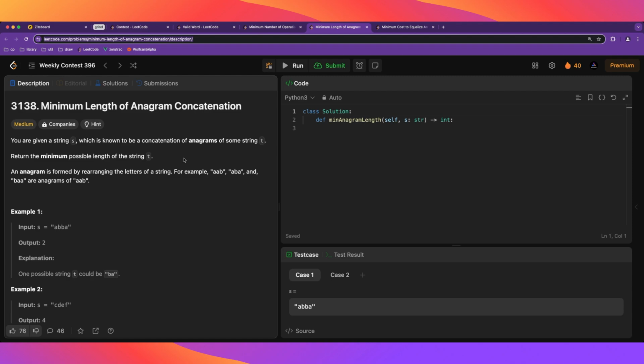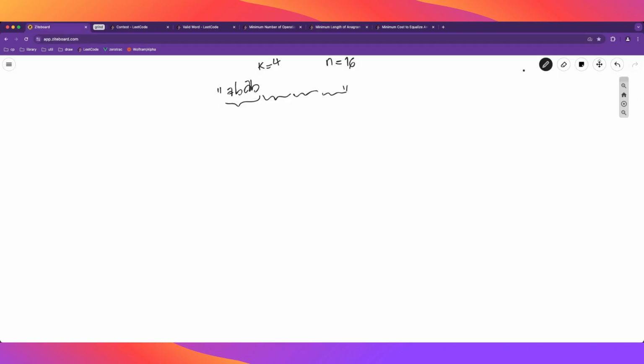But the question is, how do we know the length of T? And usually, sometimes the answer is we don't. We just try them all. We try all the divisors, and yeah, you might think that that is too slow because the check that I just described is order n, so it will do 10 to the 5 operations.